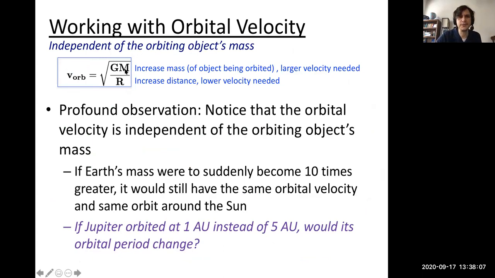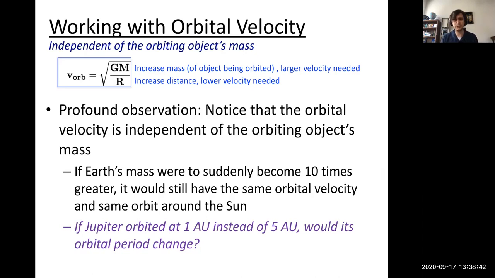Notice that in our orbital velocity, the mass of the cannonball, the mass of a juggling ball, the mass of the International Space Station, the mass of the moon orbiting the Earth, that was never a part of it. The mass of the Earth as it orbits the sun, that was never a part of it. The orbital velocity is independent of the mass of the object that's doing the orbiting. That's pretty profound. That the mass of the Earth doesn't determine Earth's orbital velocity.